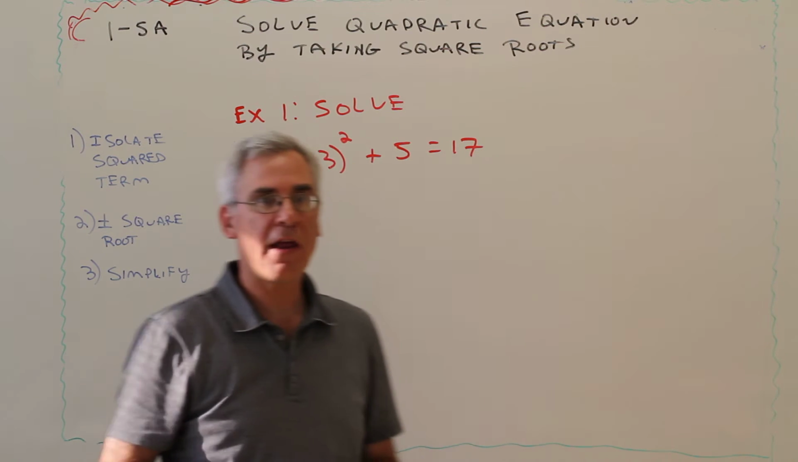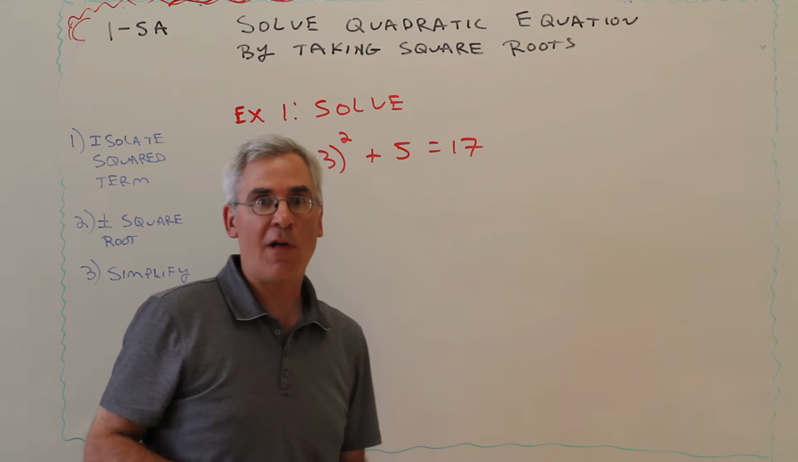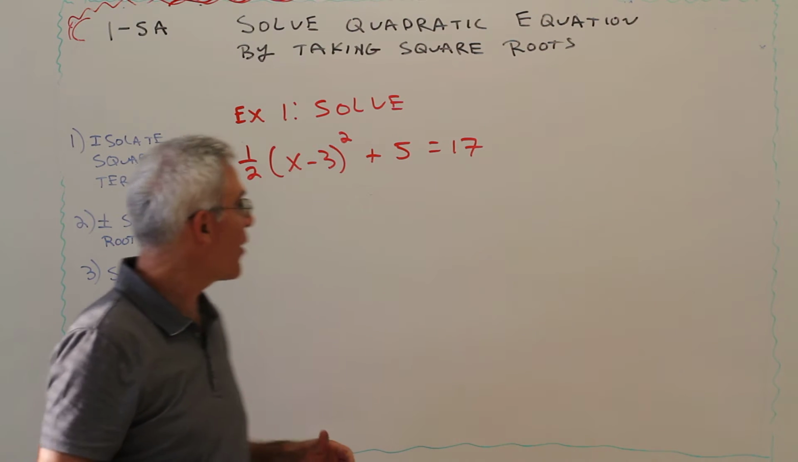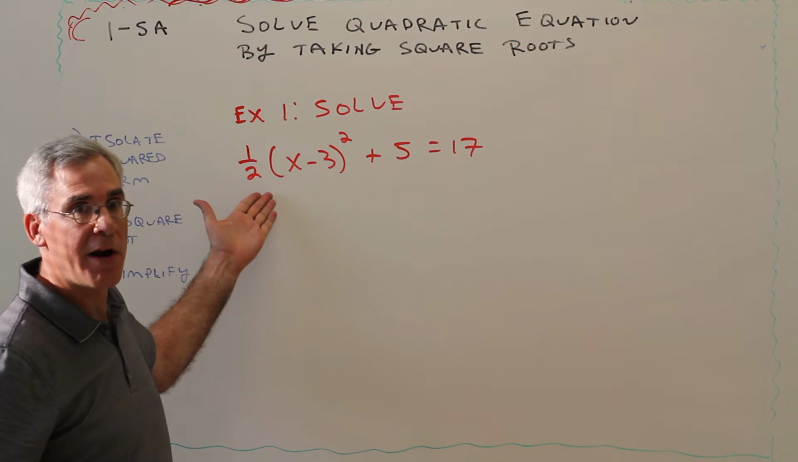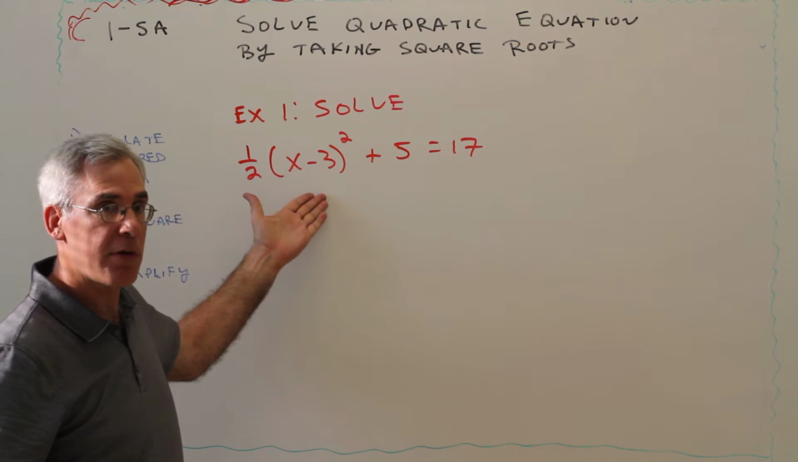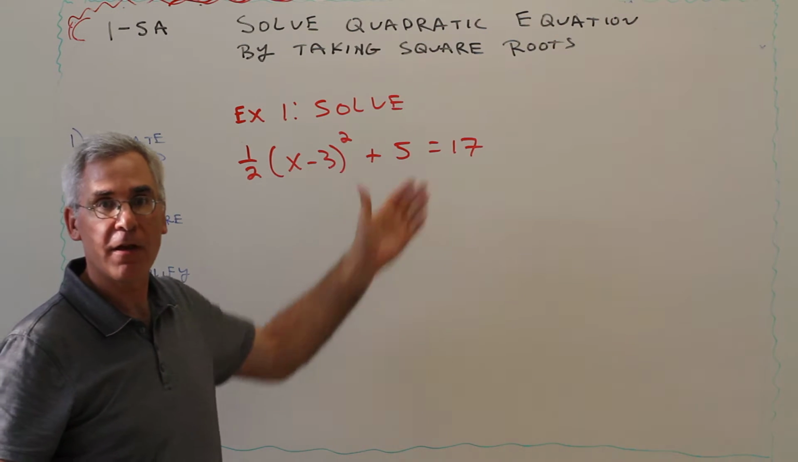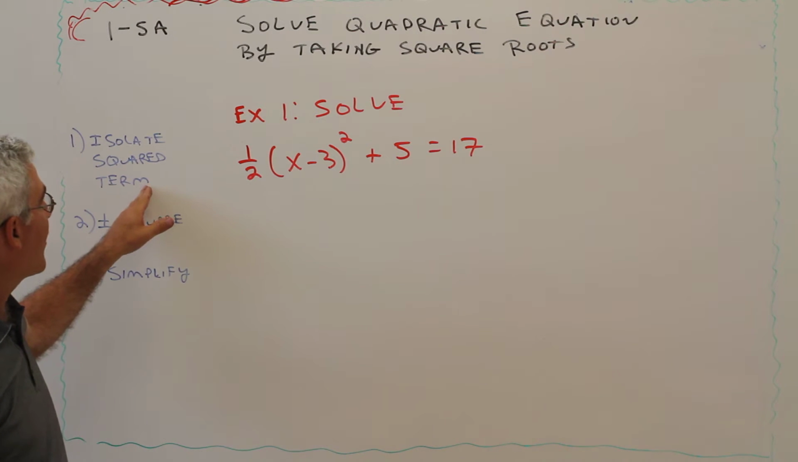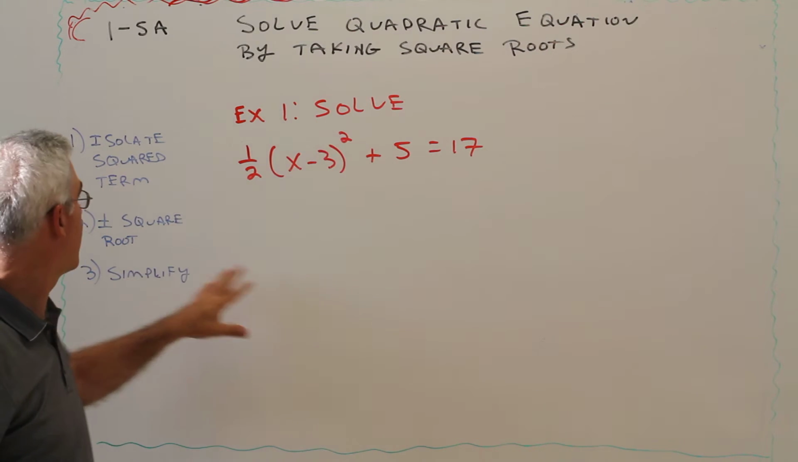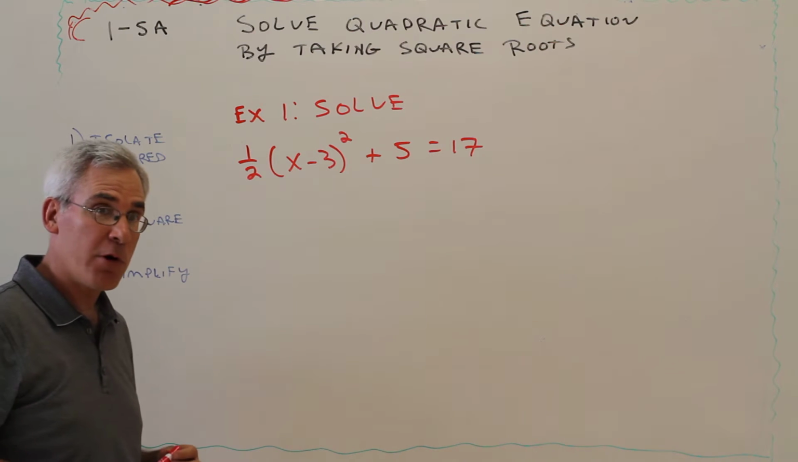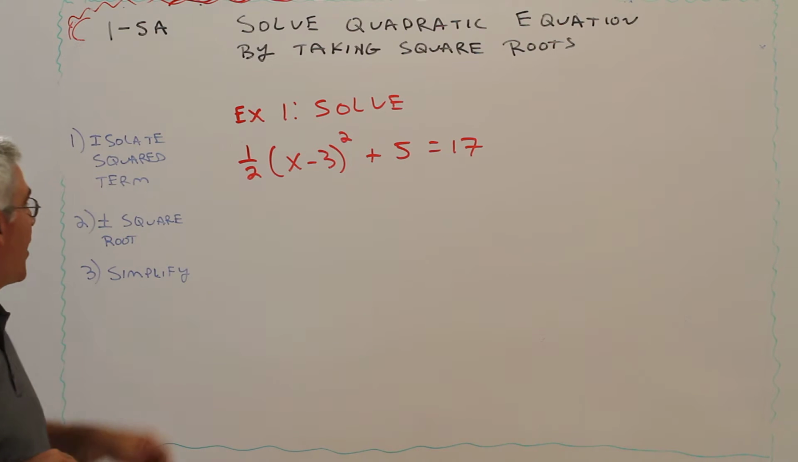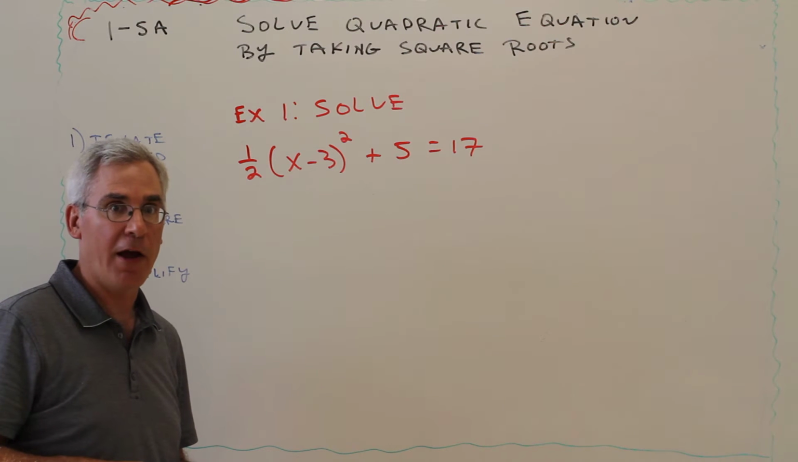This is lesson 1-5A. We're going to solve a quadratic equation by taking square roots. Here's our example. Solve 1/2 times (x minus 3) squared plus 5 equals 17. Here are our three main steps. Isolate the squared term. Take the square root of each side, remembering to go plus or minus. And then simplify and solve for x.